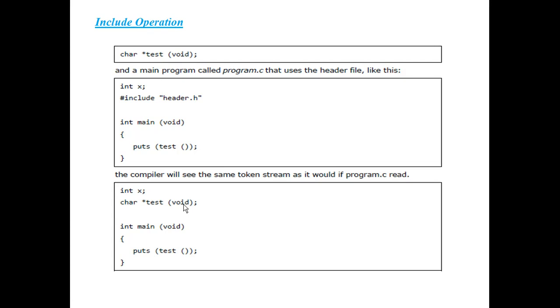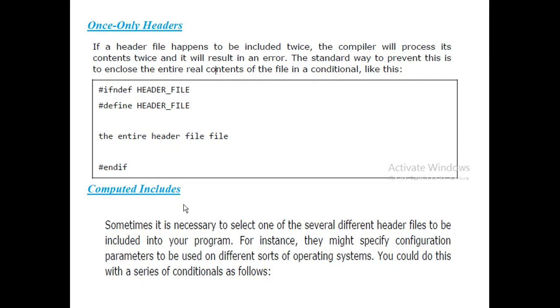This is the way the compiler treats the #include of user-defined header files in the program while executing it. So this is the way we include header files into our program. This is about the include operation in the C programming language. And next one is once-only header files. So what is meant by once-only header files? First of all, let's understand the program.